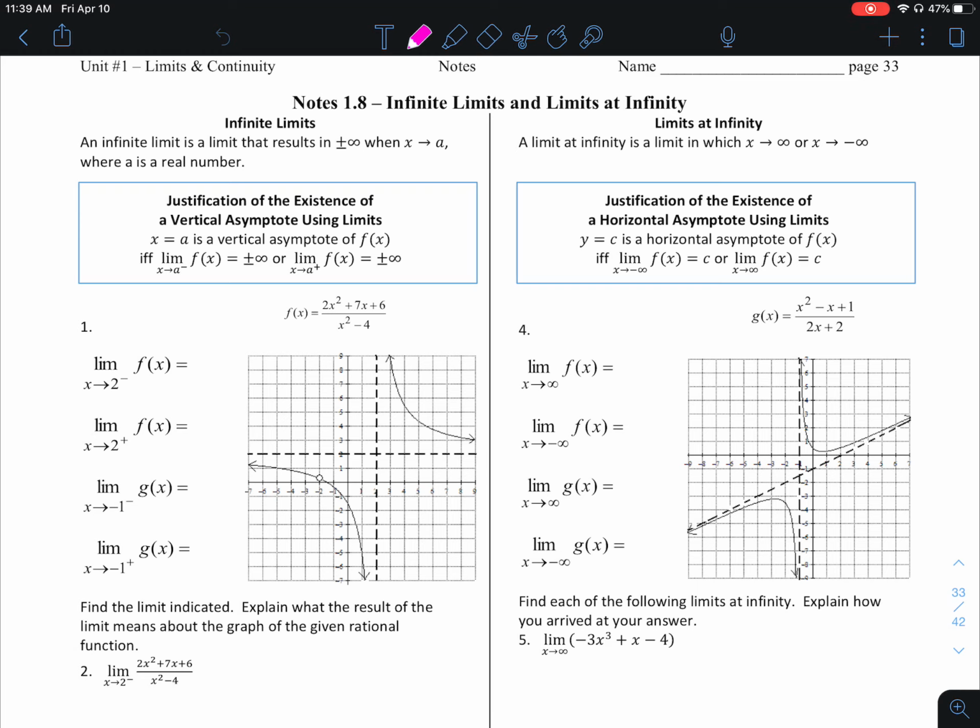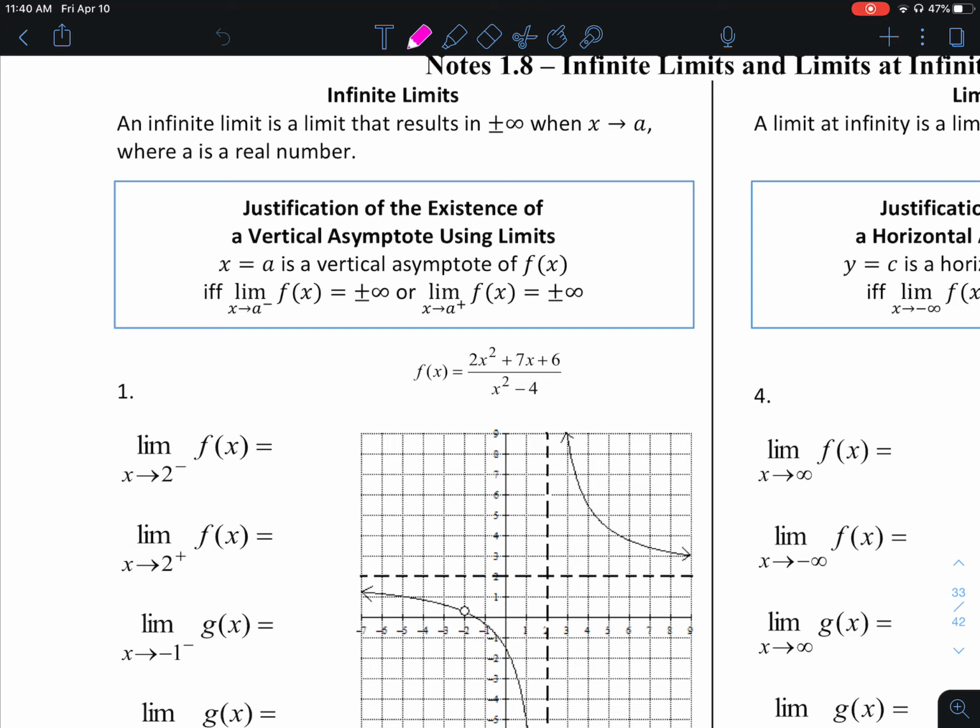Infinite limits. An infinite limit is a limit that results in positive or negative infinity when x is approaching a number a.